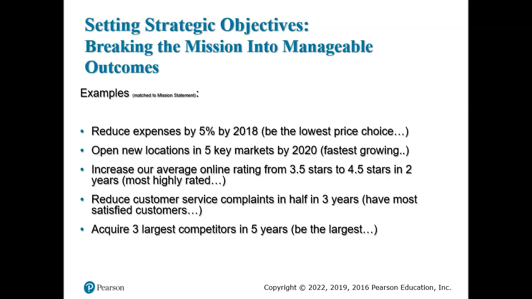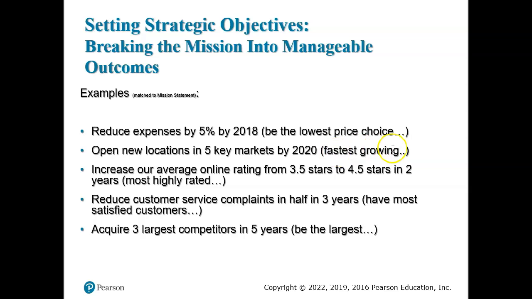Okay. There's a couple other things we can take a look at in helping this work, which is setting strategic objectives. Sometimes those are a little bit difficult to do. This is where you take your mission statement and break it down into manageable outcomes. So, using an example, if you wanted to be the lowest price choice in your marketplace, you might have a strategic objective of reducing your expenses by 5%. Don't worry about the dates. I use these things a lot in presentations all over.